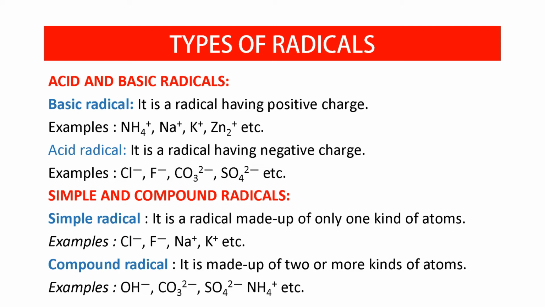So these are the types of radical: acid radical, basic radical, simple radical and compound radical. All of you keep in mind the basic difference between these radicals. With the help of examples, you are able to identify which radical is which. A radical having a positive charge is a basic radical, a radical having a negative charge is an acid radical. A radical made up of only one kind of atom is a simple radical, and a radical made up of two or more kinds of atoms is a compound radical.